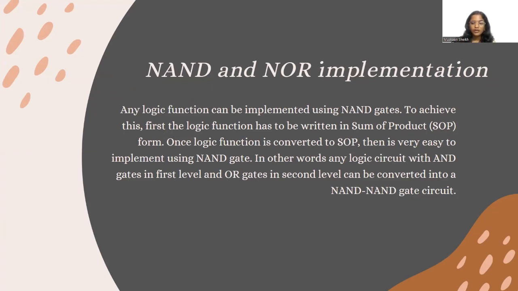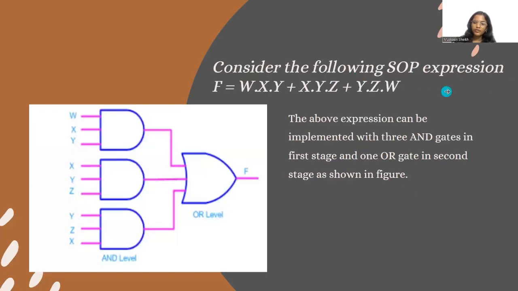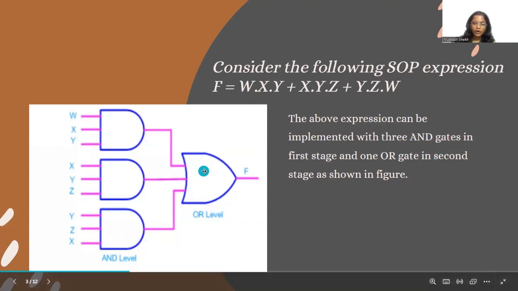In other words, any logic circuit with AND gates in the first level and OR gates in the second level can be converted into a NAND gate circuit. Consider the following SOP expression: F equals WXY plus XYZ plus YZW. The above expression can be implemented with 3 AND gates at the first stage and 1 OR gate in the second stage, as shown in this figure.